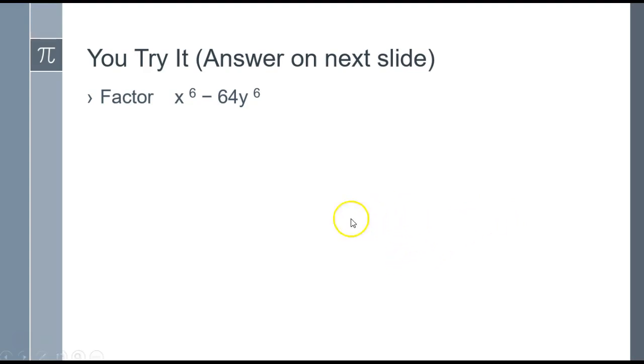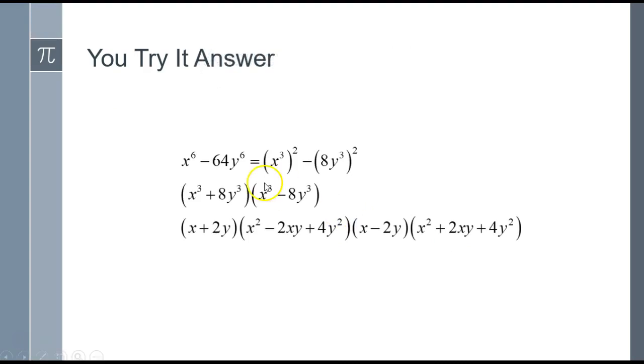Okay, you're back. Here is what I did. Here is how I wrote this as the difference of two squares. So a was x cubed, b was 8y cubed. And I write these steps out because I tend to make mistakes. You should too. You shouldn't just be jumping to an answer. So I get x cubed plus 8y cubed times x cubed minus 8y cubed. The first set of parentheses is the sum of two cubes. The second set is the difference.